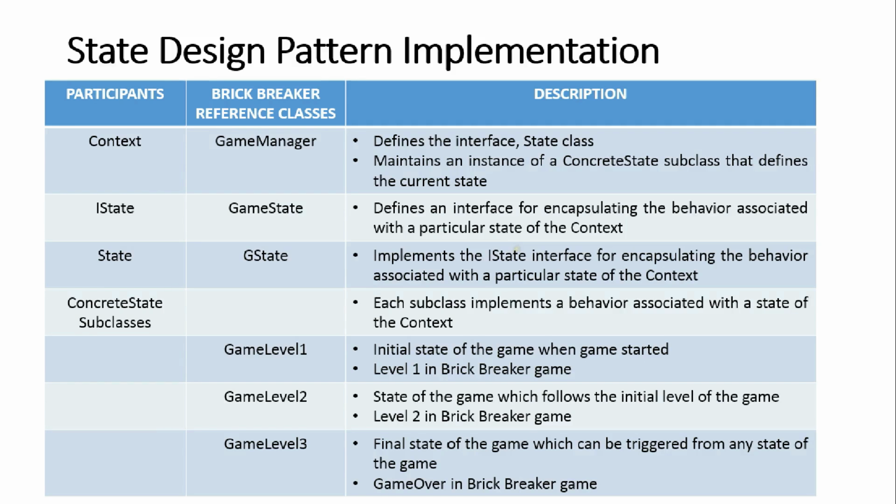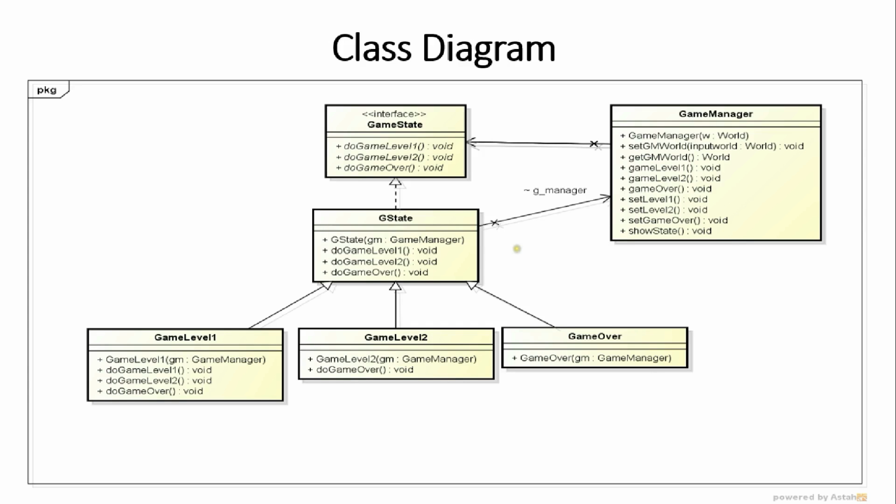This is the state pattern implementation for maintaining different states in the game. Game manager class is the context. Game state class is the interface of the state diagram. GState class is the state, and game level 1, game level 2, and game over are the three concrete state subclasses. This is the class diagram which I have implemented for the state pattern in the game.